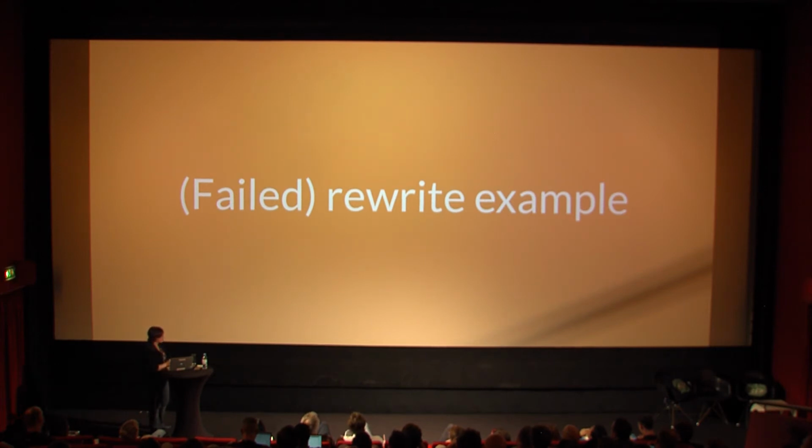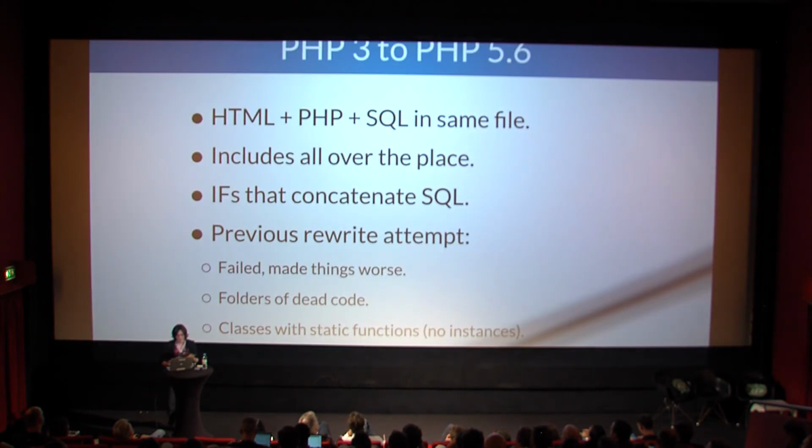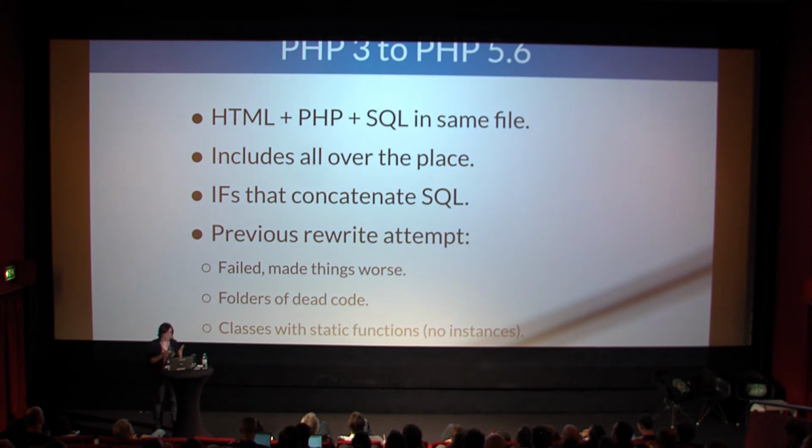Here's an example. So I said I will give you concrete examples of rewrite operations. So this is a failed rewrite. Well, it's both. It was initially failed, but then we did a better rewrite. So it was an application written in PHP 3. It was purchased from another company. So it changed hands a few times. There were HTML, PHP, SQL, all in the same file, mixed concerns. Includes all over the place, that dev mode I mentioned earlier, that's from there. The if order ID is also from there. It's my source of inspiration for these talks.